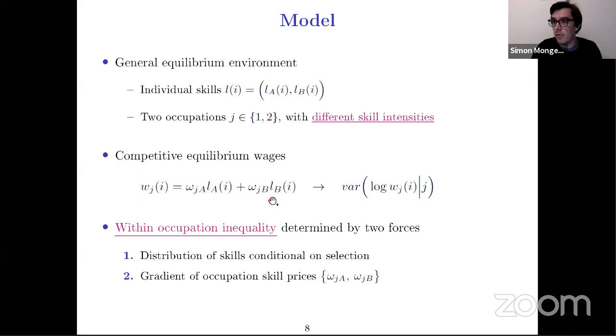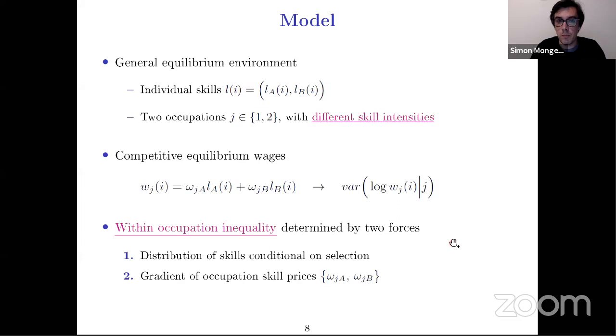So suppose in equilibrium, individuals in a particular occupation have a lot of skill A relative to skill B, and the price of skill A relative to skill B is large. If that price of skill A relative to skill B is large, that's going to blow up these skill differences into large within-occupation inequality. If those skill prices are flat, the price of skill A relative to skill B is smaller, then that's going to reduce within-occupation inequality. And that's what we're going to be working with.